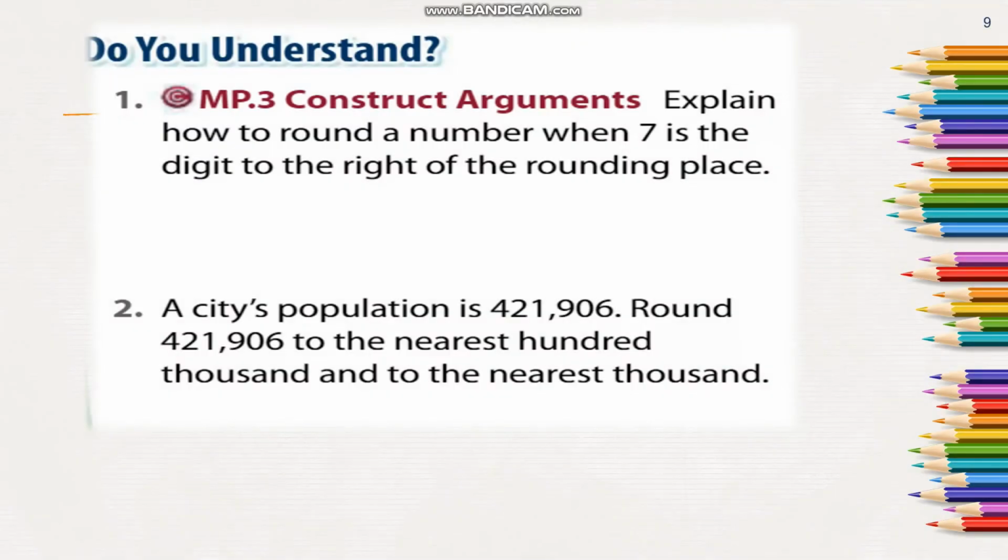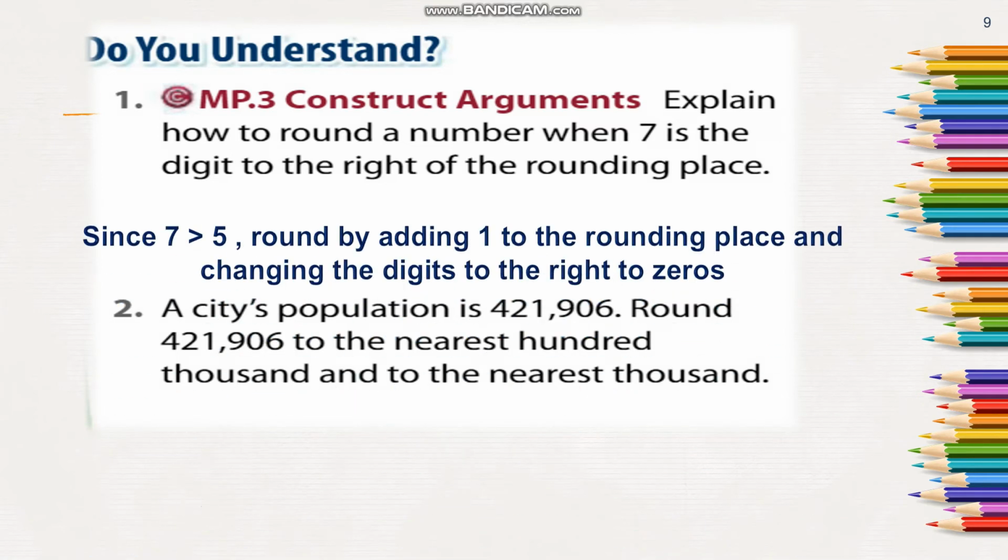Let's analyze the following problem. Explain how to round a number when 7 is the digit to the right of the rounding place. Since 7 is greater than 5, we need to round by adding 1 to the rounding place and changing the digits to the right to zeros. Because what is the rule? If it is followed by 5 or more, we need to add 1 more.